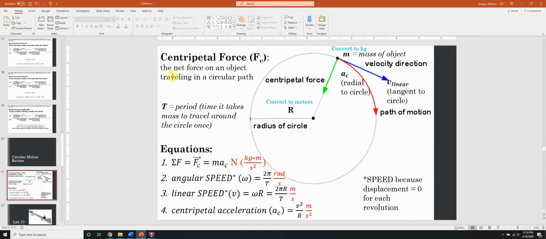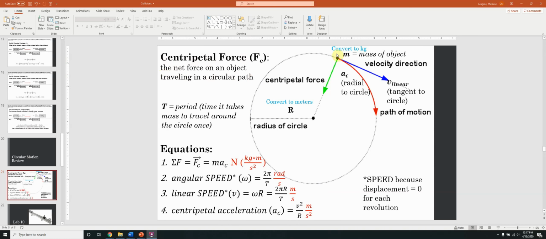All right, so just to review circular motion, what we talked about last week, well, we know that centripetal force, or F subscript C, is the net force on an object traveling in a circular path. Now, without this net force, the object would not travel in a circular path, right? We know from Newton's first law, it wants to go in a straight line, but it's being acted upon by a force, which is keeping it traveling in a circular path.